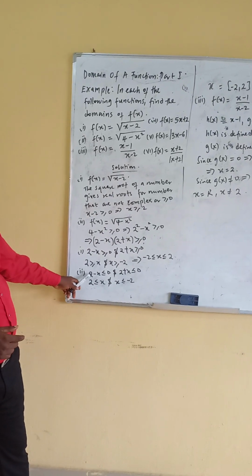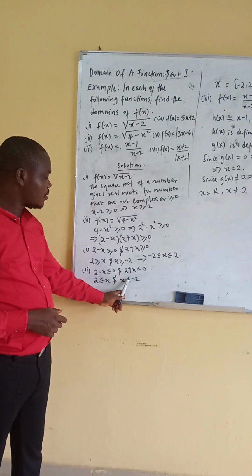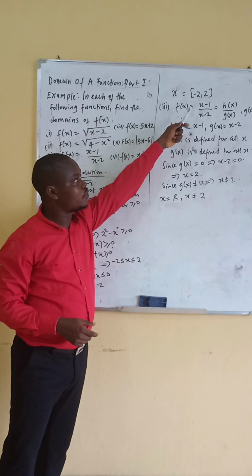Now if you combine these, this is contradictory, because x cannot be greater than or equal to 2 and also less than or equal to minus 2. So we take x in the domain as minus 2 to 2.